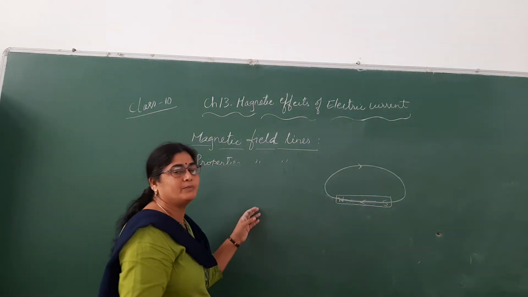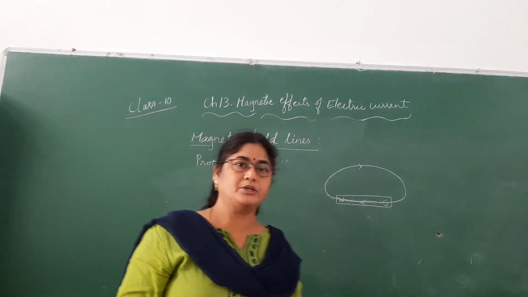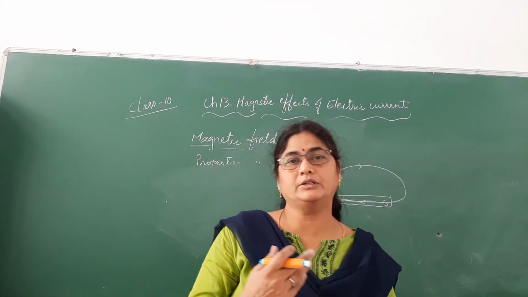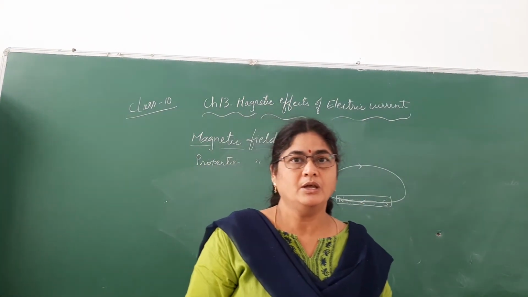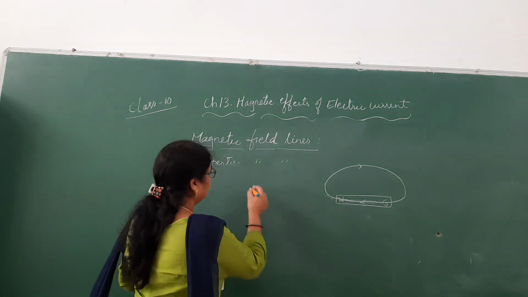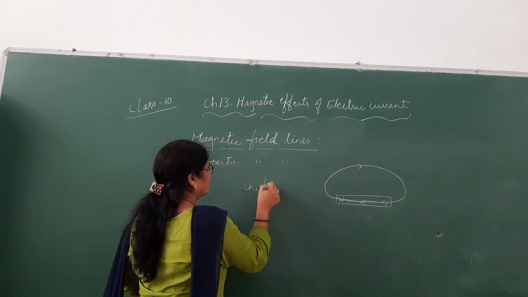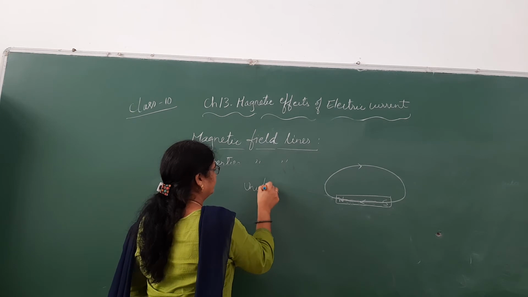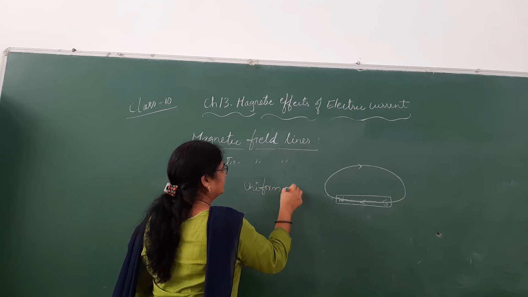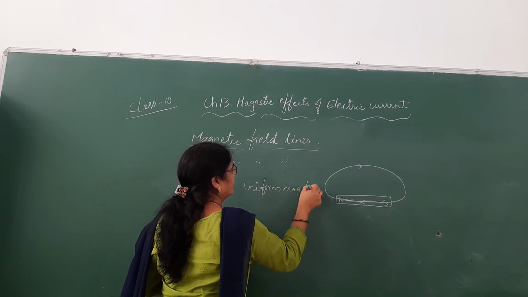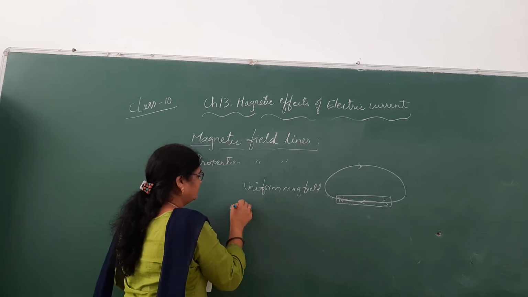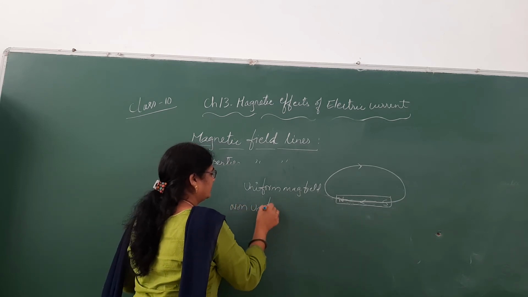These magnetic field lines are also used to represent the types of magnetic fields. The magnetic fields can be uniform or non-uniform. Uniform magnetic field or non-uniform magnetic field.